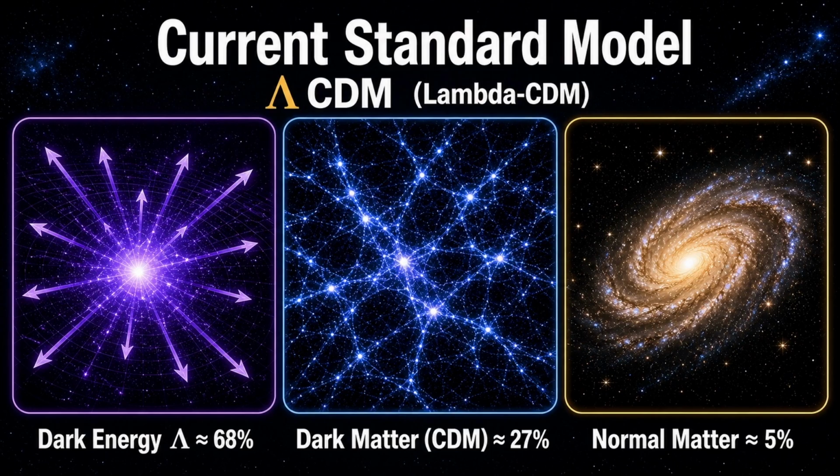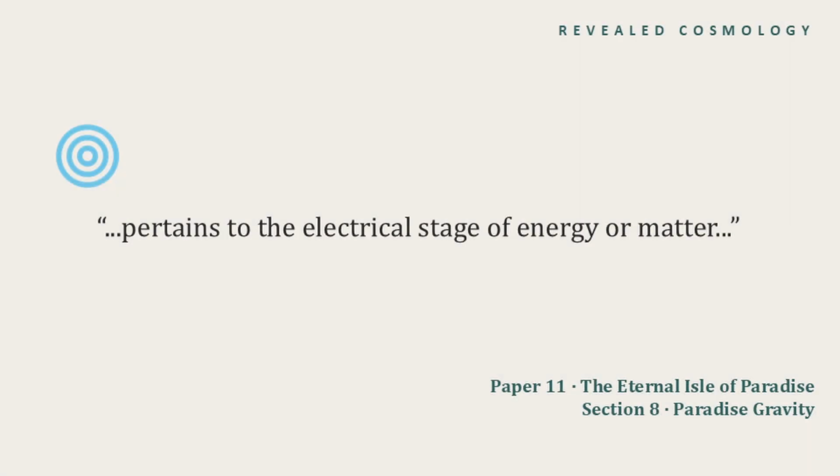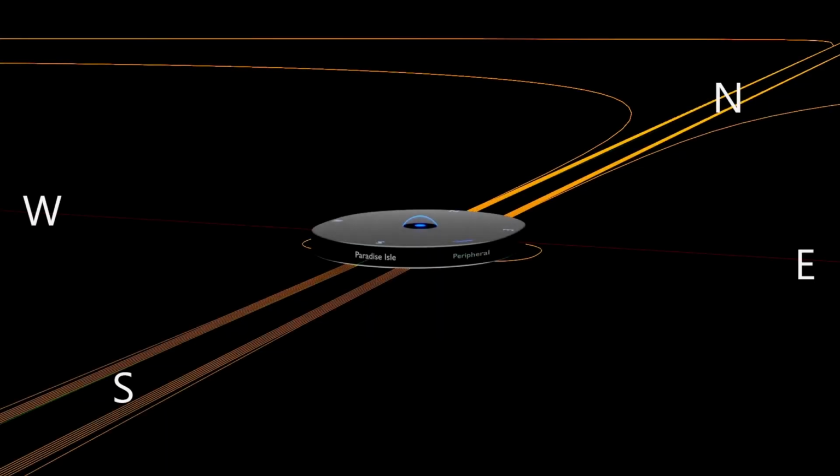The papers describe 2 kinds of material gravity operating at different scales. The center and focal point of absolute material gravity is the Isle of Paradise. Local or linear gravity, by contrast, pertains to the electrical stage of energy or matter and operates wherever suitable materialization has taken place. Material that responds to absolute Paradise gravity but has not yet reached the electronic stage of organization would exert gravitational influence without emitting or interacting with light, the observational signature attributed to dark matter.